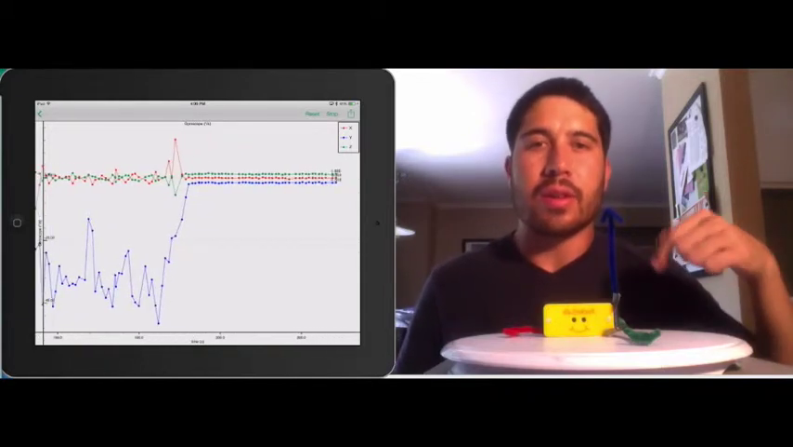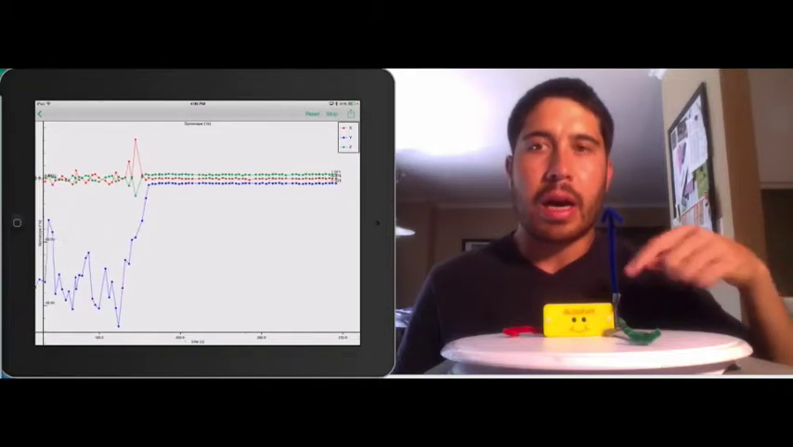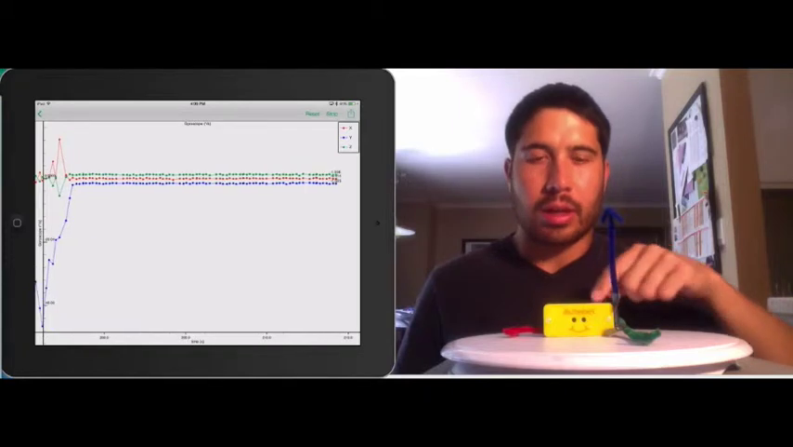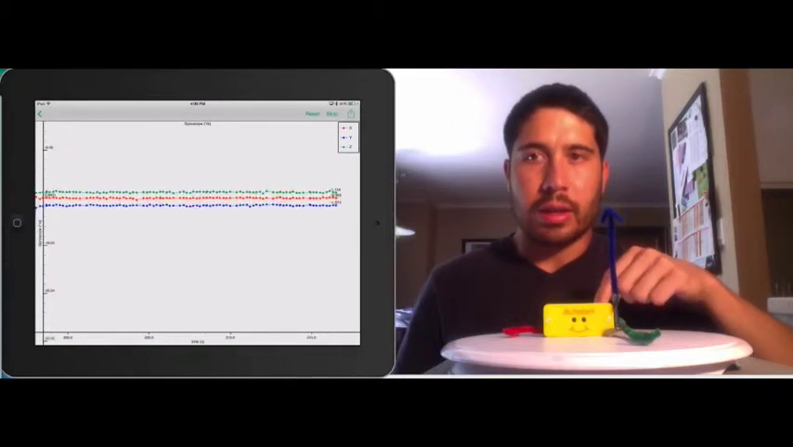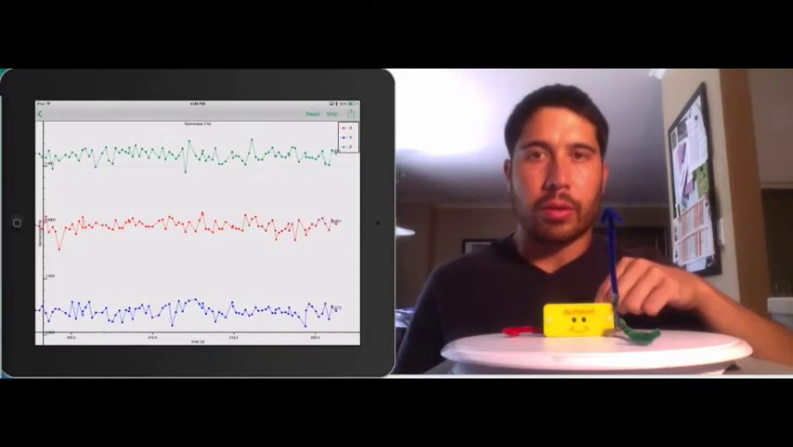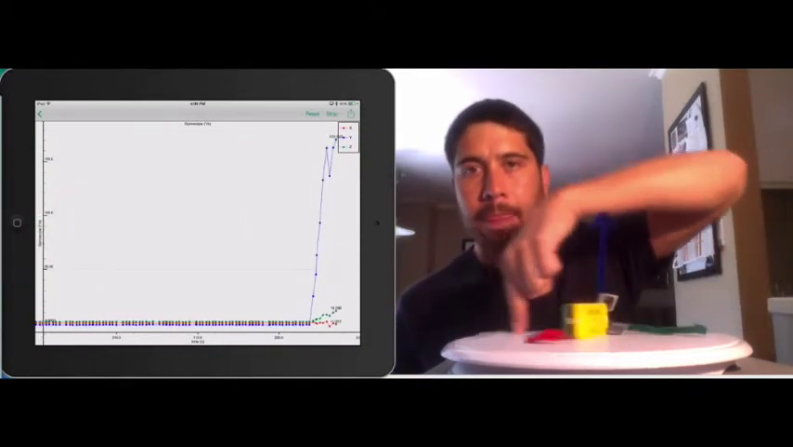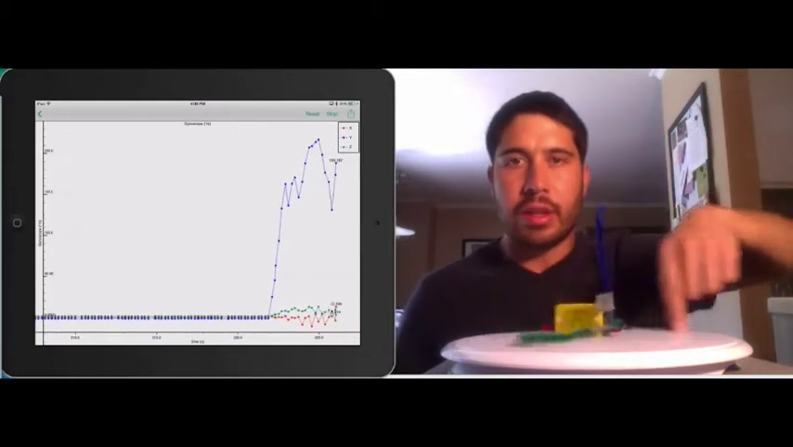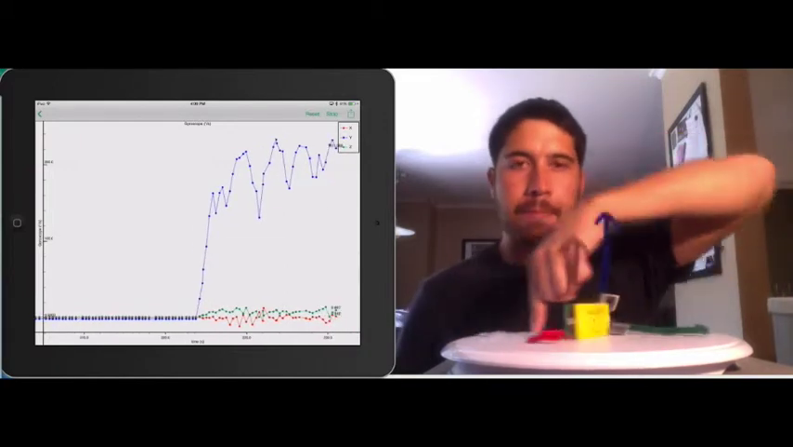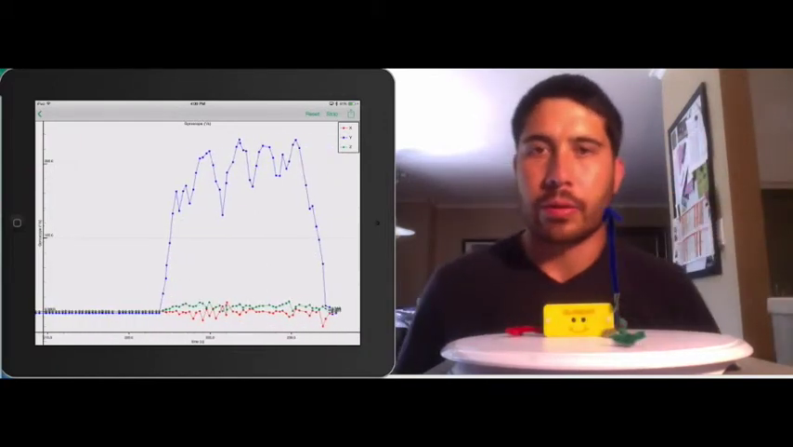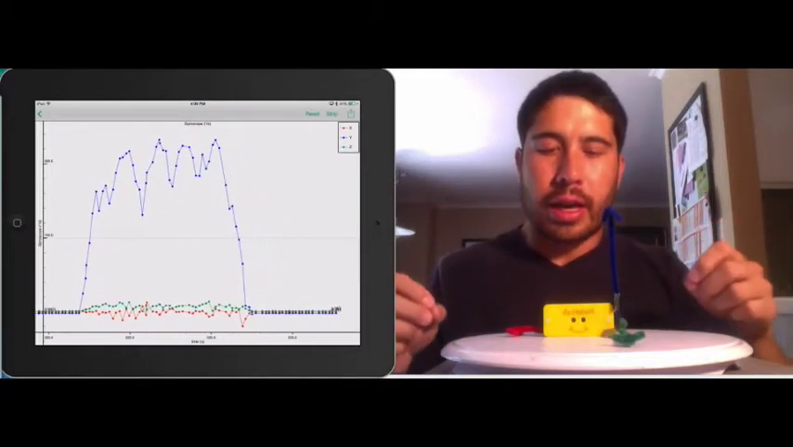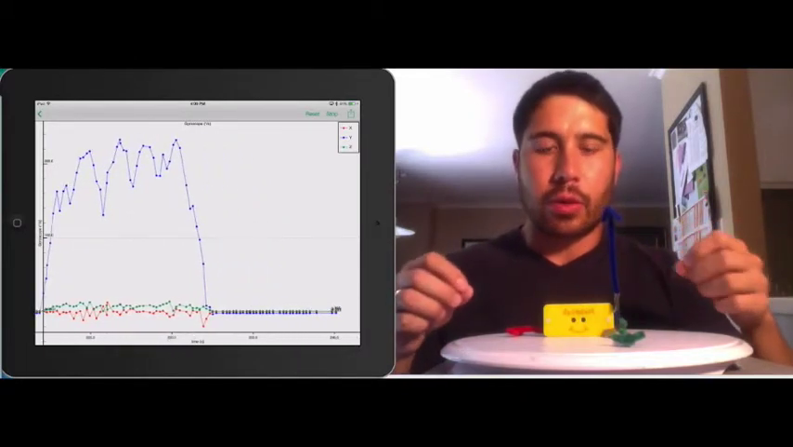So what that means is the faster we spin it, the higher our angular velocity is. So now I'm going to spin it a little bit faster, and we should see the values go higher than in our previous run. And if you can see on the screen there, we're at about 200 degrees per second. Stop.